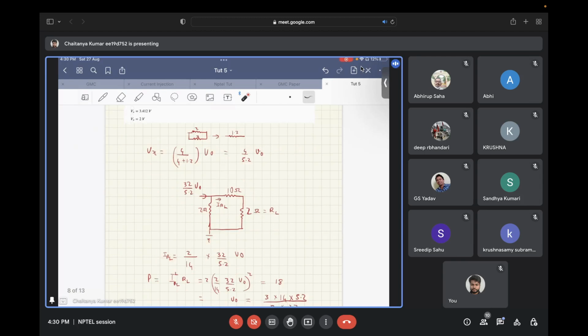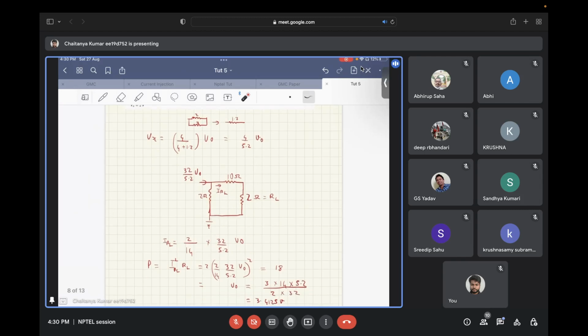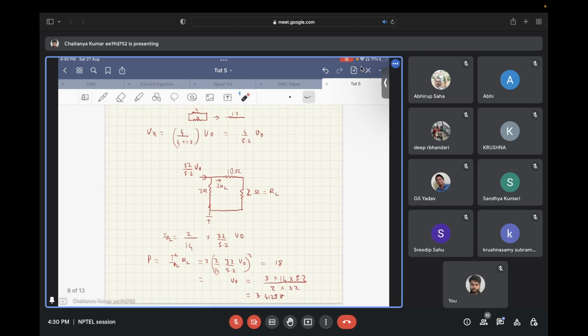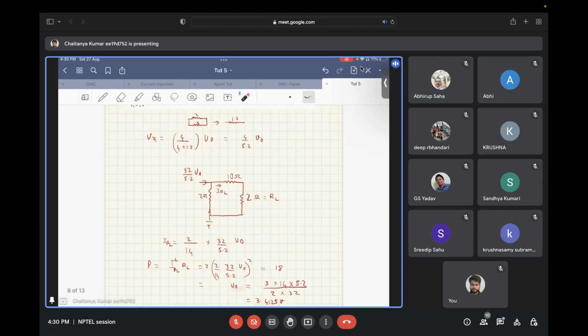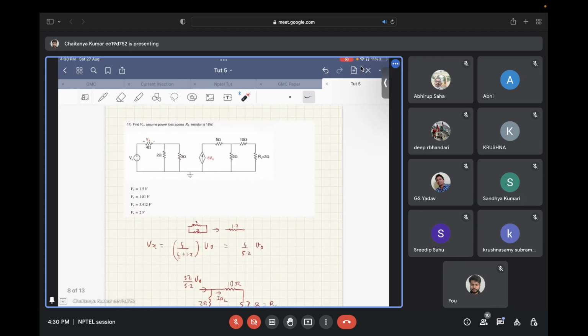So IRL is 2 ohms divided by 2 plus 12 ohms. That comes out to be 2 by 14 times whatever current was flowing into that. Now power is I square RL times RL. So if you equate this to the given power loss in the question, that is 18 watts, you get V naught as equal to 3.4125, and the closest to this is this C part. So this is the answer.